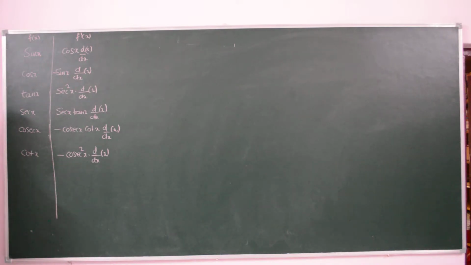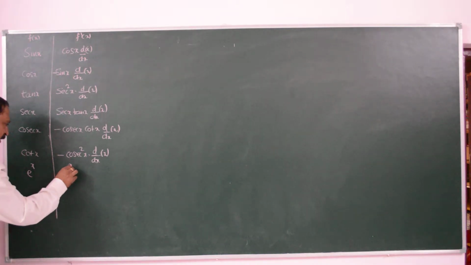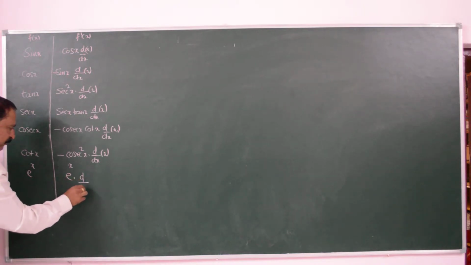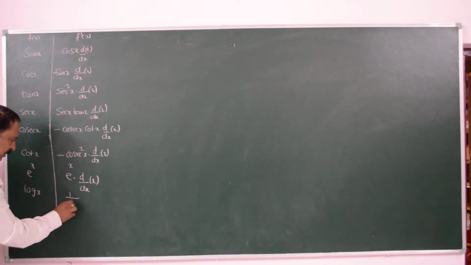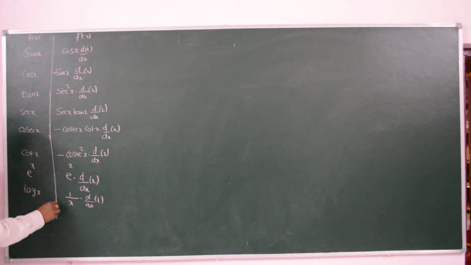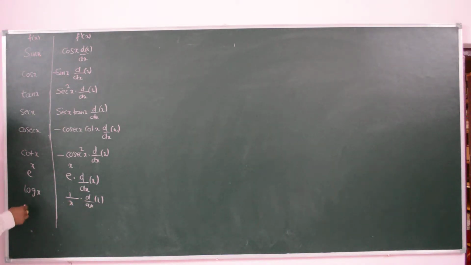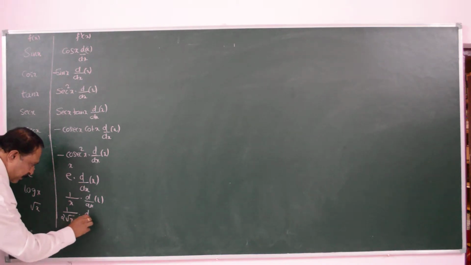Now I will continue this list with other algebraic functions also. If y is equal to e to the power of x, then the differential coefficient of e to the power of x is e to the power of x itself along with d by dx of x. If y is equal to log x, the differential coefficient of log x is 1 by x with d by dx of x. And if y is equal to root of x, then the differential coefficient is 1 by 2 root x into d by dx of x.